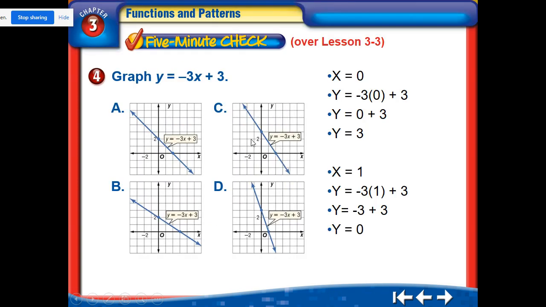And then one last one, a multiple choice one. Graph this one. So I started with my 0. So I put that in there. I got y equals 3. So 0, 3, that's possible. 0, 2, this one's not good. So I can cross off A and cross off B. So it's either C or D.